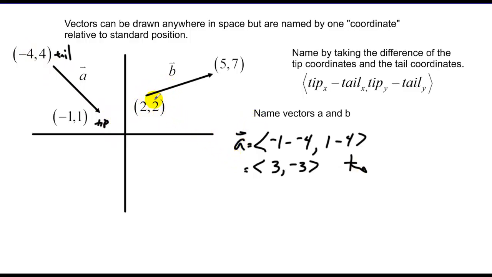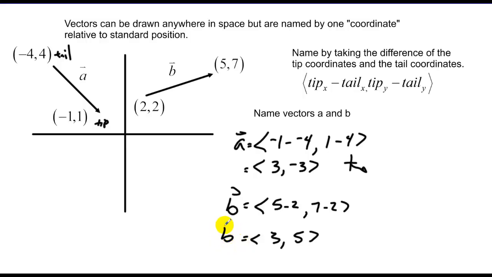This guy, if I were to slide it down, seems to be pointing in the 1st quadrant. So when I do my tip minus tail, I should get what seems to be a 1st quadrant vector. So once again, tip minus tail, it's 5 minus 2 and 7 minus 2, which gives me 3 and 5. And that does look like a vector pointing in the 1st quadrant. Let's do a couple more.